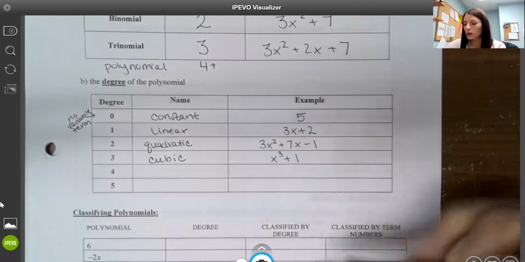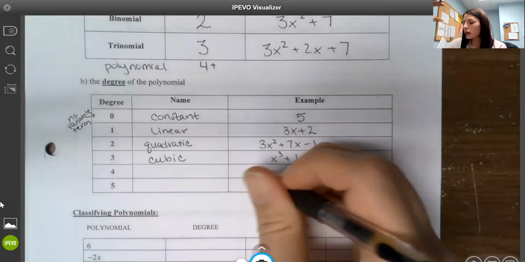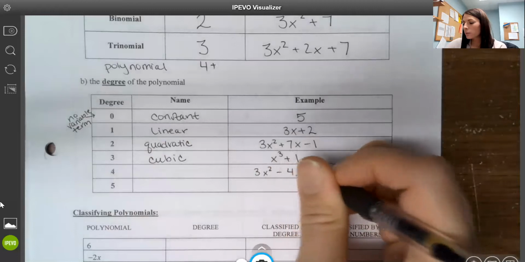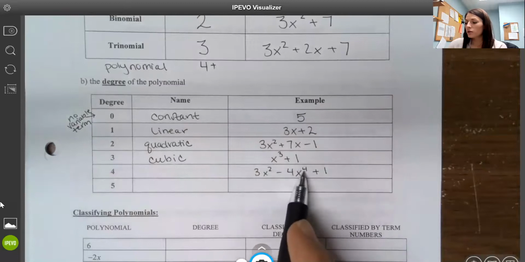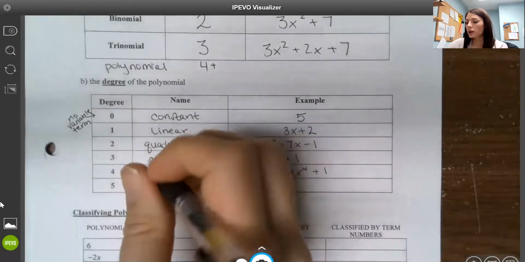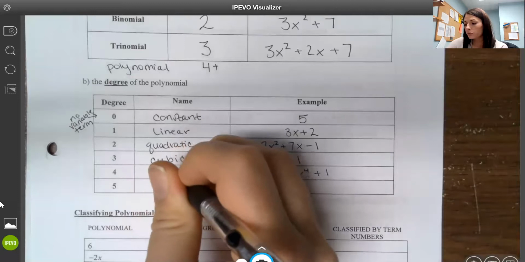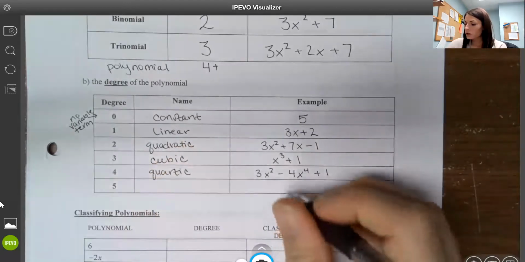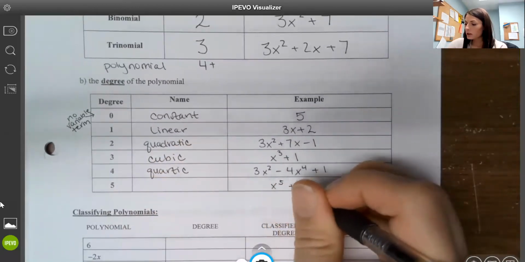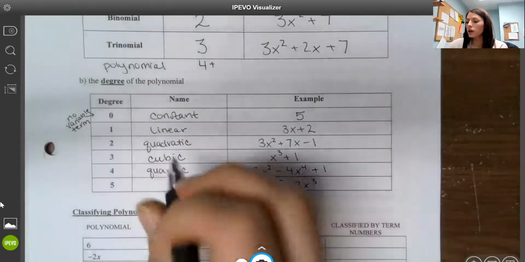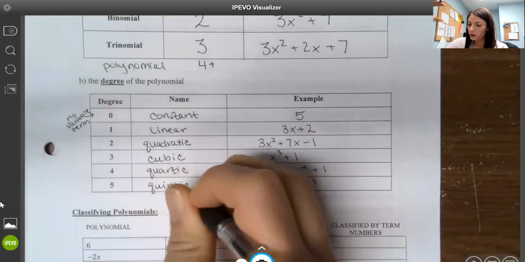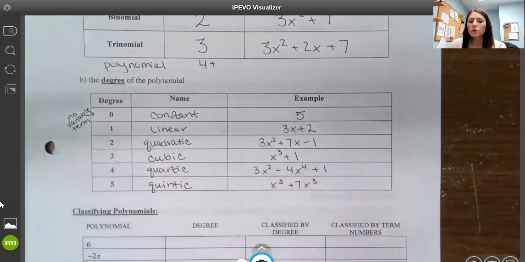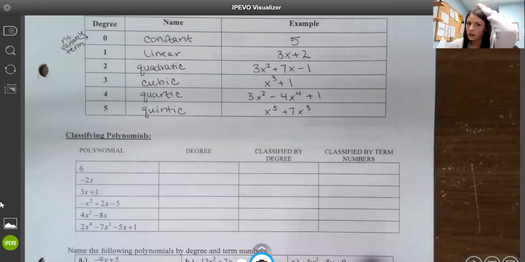If my largest degree is 4, and so just to point out, it doesn't have to necessarily be in order. Maybe I have that polynomial. Well, that polynomial still is a degree 4, because that's the largest exponent I have, and that's called a quartic. And if my largest degree is 5, maybe I have x to the 5th plus 7x cubed. Largest degree is 5, we call that a quintic polynomial. And so what we're going to do is we're going to classify our polynomial in a few different ways.